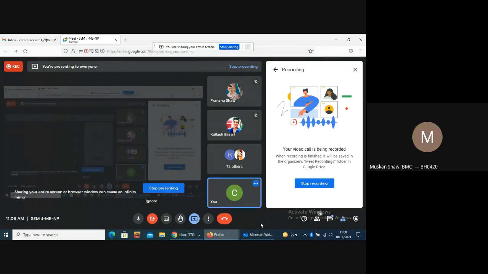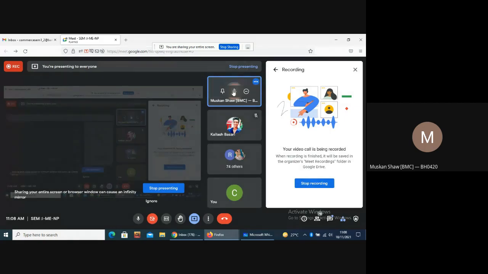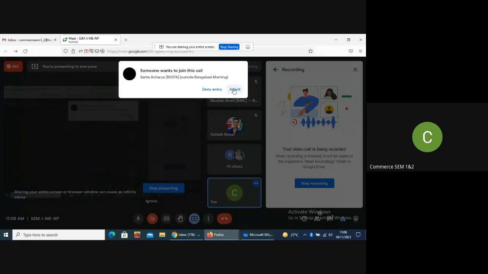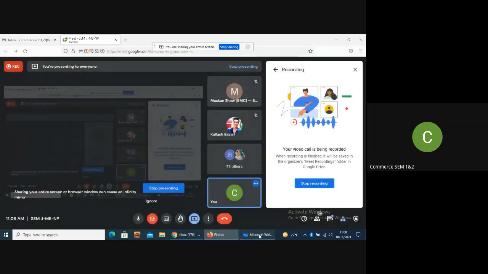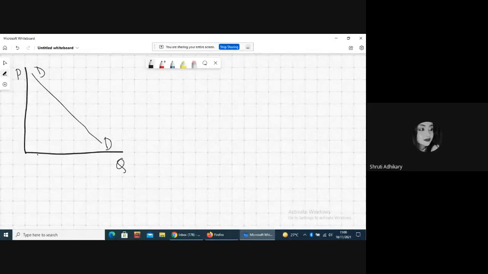Sir, there is an inverse relationship between price and quantity demanded. Why will this happen? Because sir, the income matters. If the income doesn't rise, the demand will automatically... No, this will be because of diminishing marginal utility.